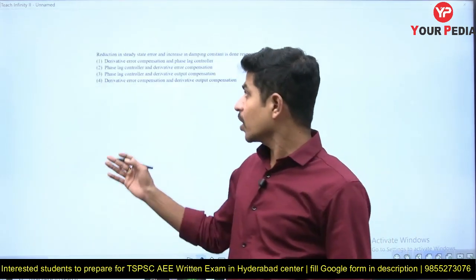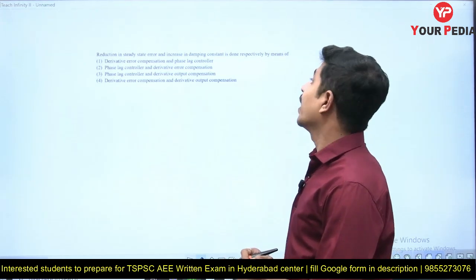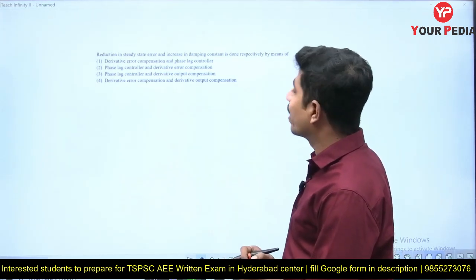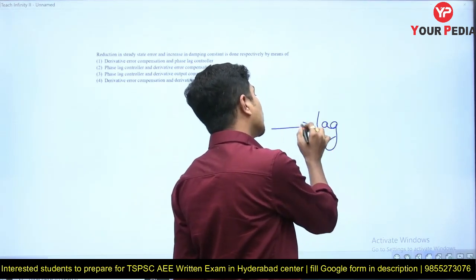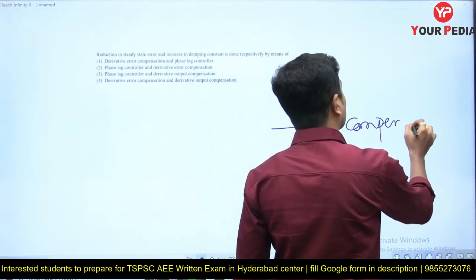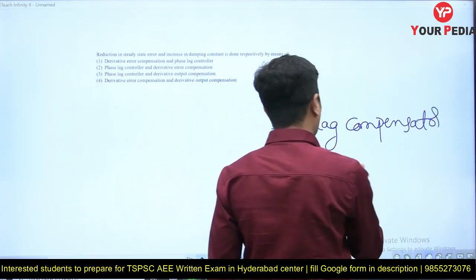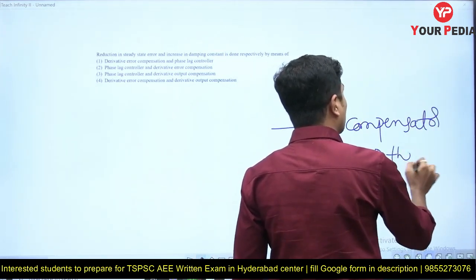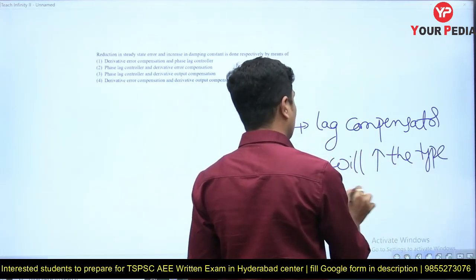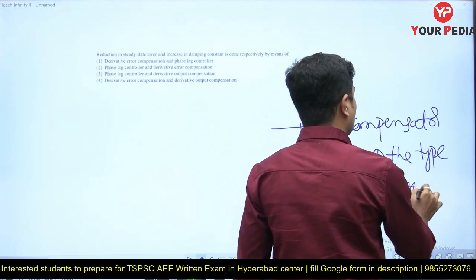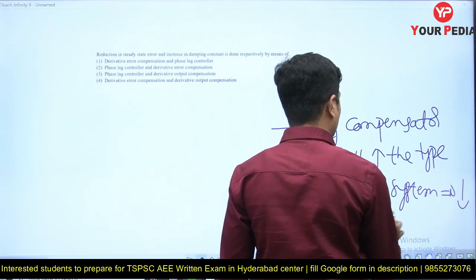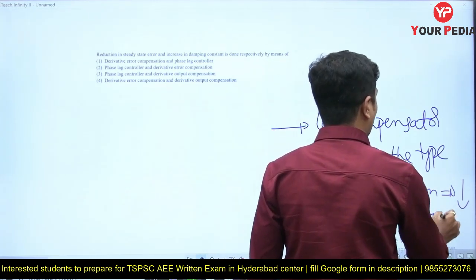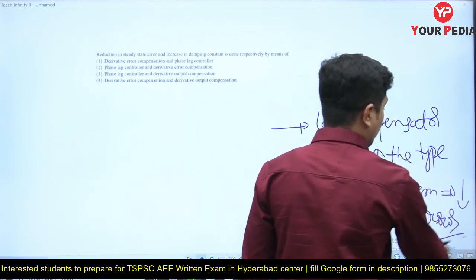Next question. Reduction in steady state error and increase in damping constant is done respectively by means of. He wants reduction in steady state error. Steady state error will be reduced with the lag compensation. Why? Because lag compensator will increase the type of the system, that in turn will reduce steady state error. So lag compensator is used to reduce steady state error.